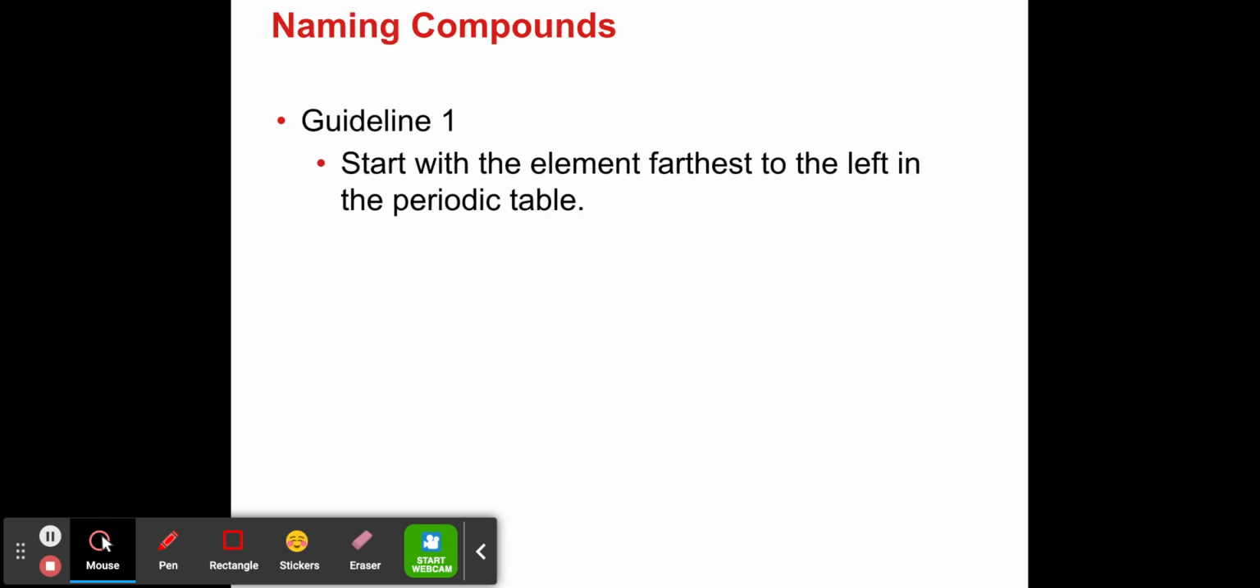Okay. Now, let's look at how we can name these compounds because it's important for us to learn how to name them. Okay, how do these names come about?